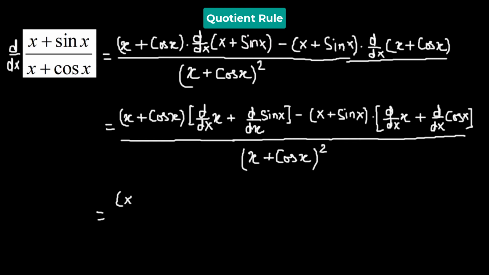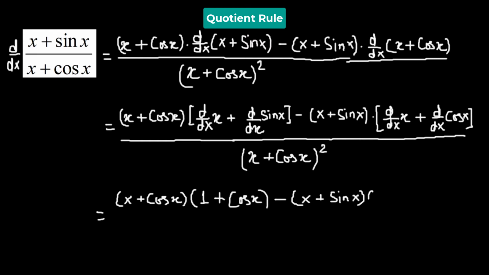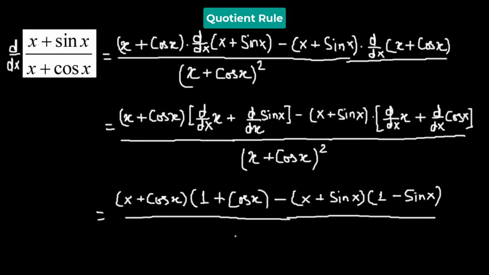So that gives us x plus cosine of x multiplied to derivative of x which is 1, plus derivative of the sine function which is positive cosine of x, minus x plus sine of x multiplied to derivative of x, which is 1, and derivative of the cosine function is negative sine x, whole divided by x plus cosine of x whole squared.